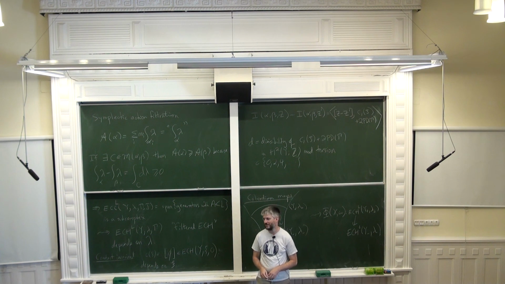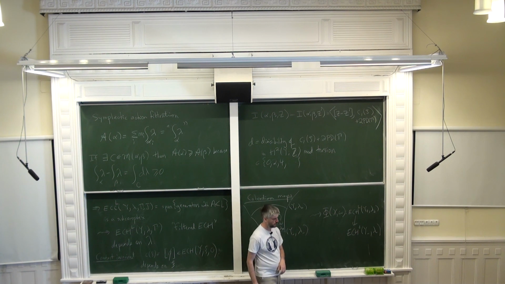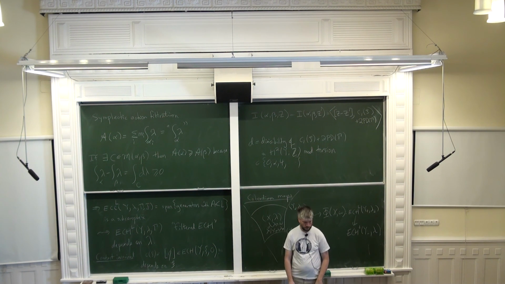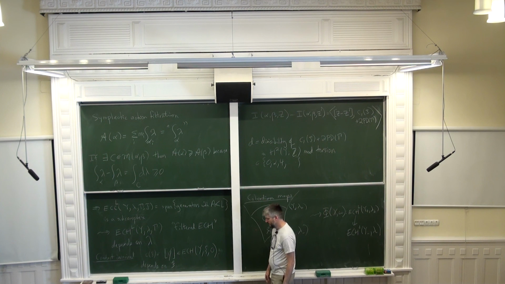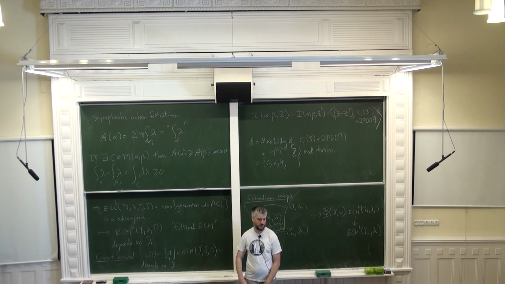So I guess I meant, is there something that depends on the contact form in the same way? So the only way I know how to get something that depends on the contact form inside of Seiberg-Witten theory is to do Taubes's perturbation of the equations using the contact form, in terms of ECH. Maybe Seiberg-Witten experts would have other ideas.